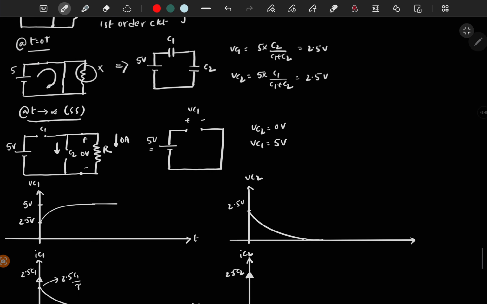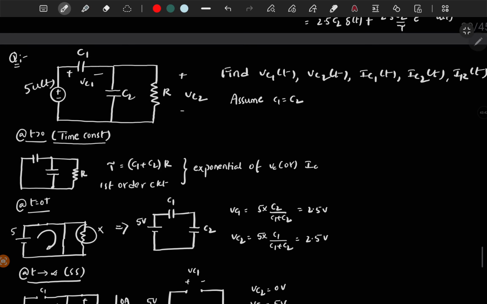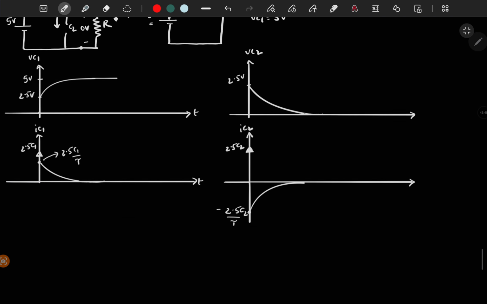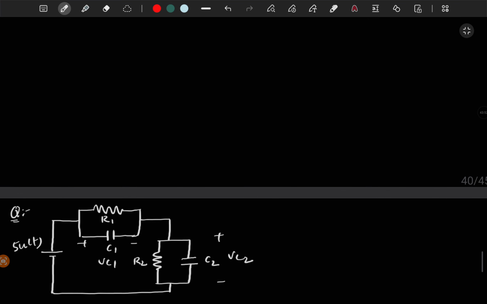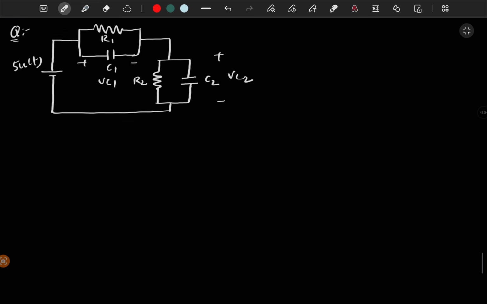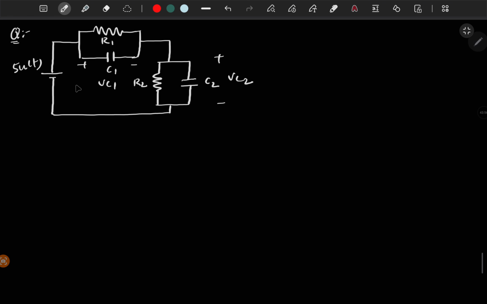So this is about this circuit. I have just placed a resistor from here to here compared to the previous problem. So yeah, now let's discuss this circuit. First find the time constant. Since the voltage is there for t greater than 0, find the time constant for t greater than 0.